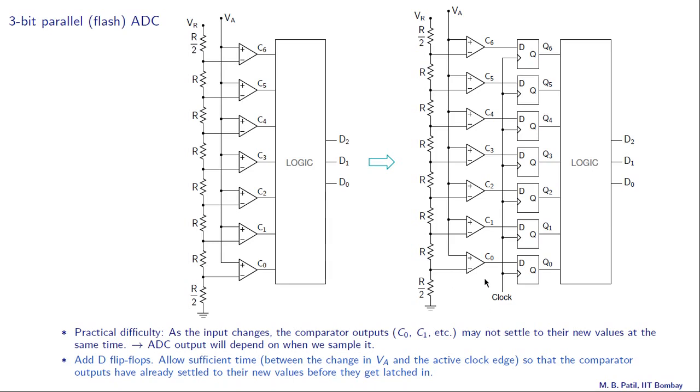Let us say this comparator takes 50 nanoseconds to settle down. That means when we change VA from VA1 to VA2, from that time it takes 50 nanoseconds or less for all of these outputs to settle down. In that case, we can make sure that our active clock edge here is 50 nanoseconds after the analog voltage has changed, and then we are sure that these values Q0, Q1, Q2, etc. are consistent with the new analog voltage VA2, and then we get the correct D2, D1, D0 at the output.